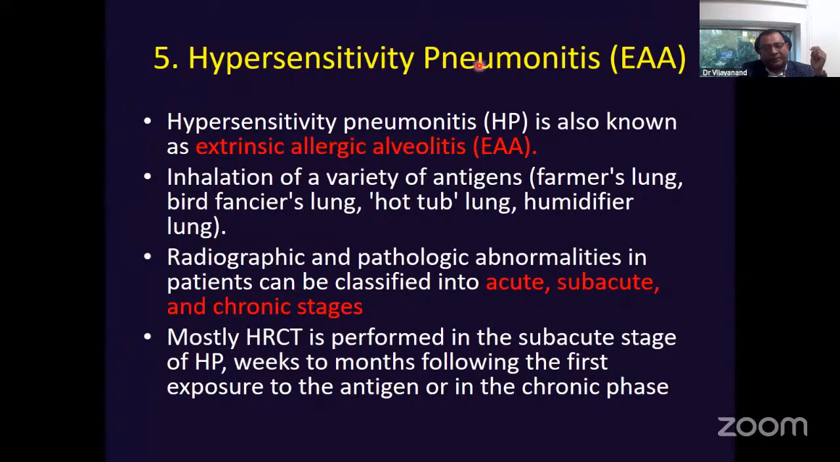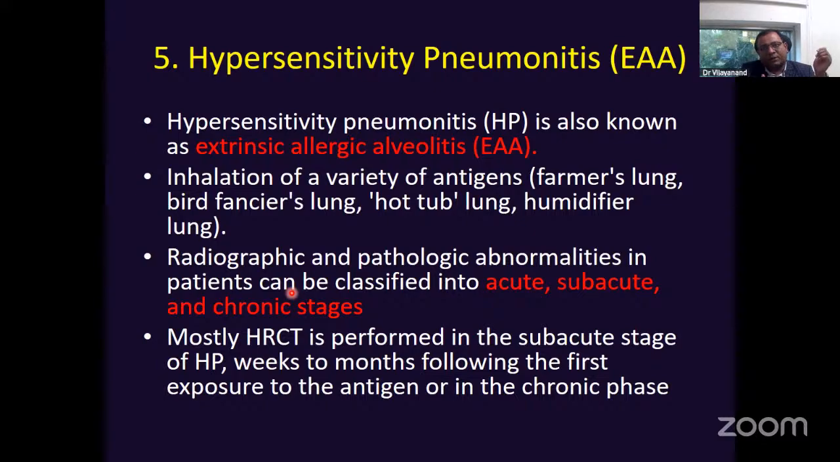So coming to hypersensitivity pneumonitis. Hypersensitivity pneumonitis is also known as extrinsic allergic alveolitis. It happens because of a variety of antigens like farmer's lung, bird fancier's lung, hot tub lung, or humidifier lung. Okay. The radiological and pathological abnormalities can be classified into acute, subacute, and chronic stages.